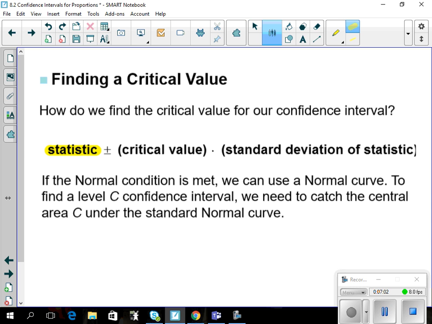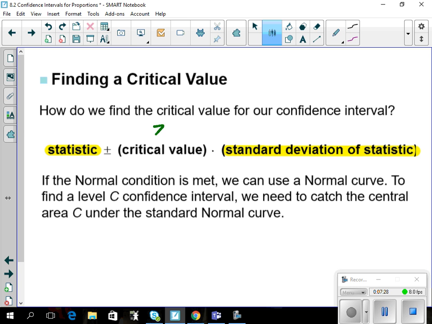Here's your p hat. Do you agree? And then we can find our standard deviation of the statistic using our formula. It's called the standard error, not standard deviation, when you use p hat. It's just a vocabulary difference, okay? And then the critical value, that's our z star, right? We're talking about normal distributions.